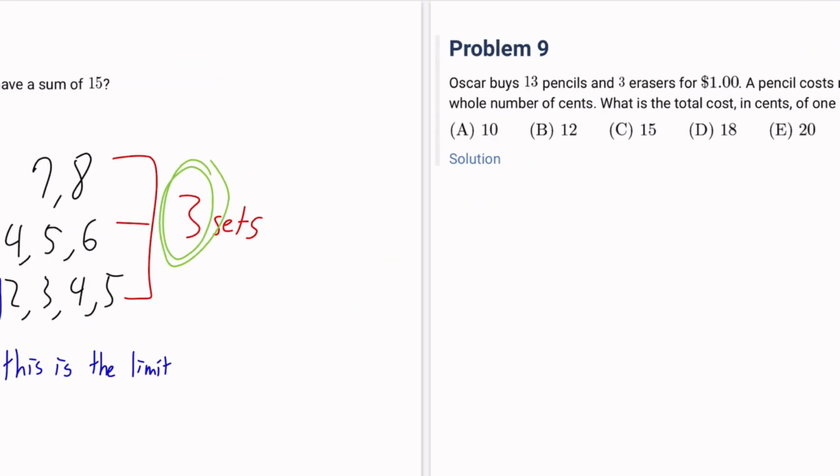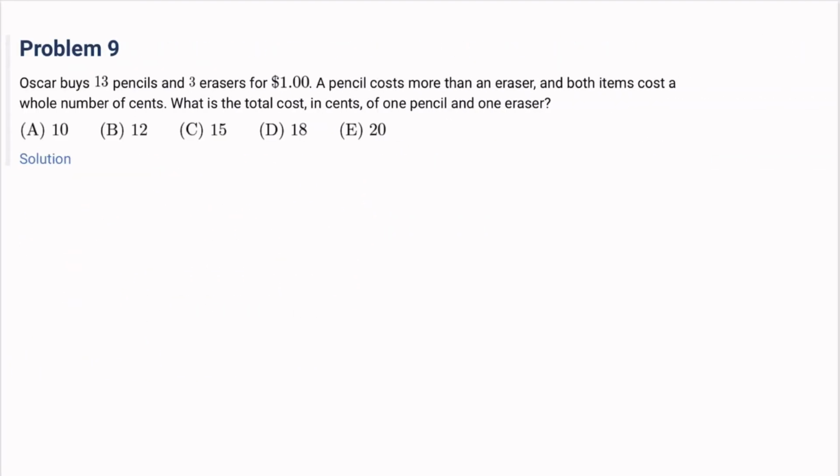It's C. Number 9, Oscar buys 13 pencils and 3 erasers for $1. A pencil costs more than an eraser, and both items cost a whole number of cents. What is the total cost in cents of one pencil and one eraser? Okay, so let's say the pencil costs P cents and the eraser costs E cents. That means 13P plus 3E equals 100 cents.